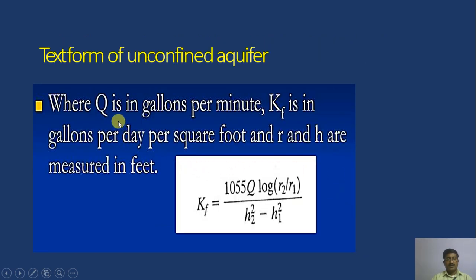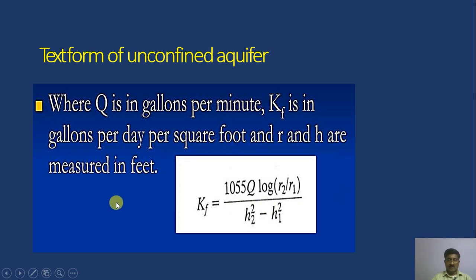Now here again, as we have seen earlier in the case of the confined aquifer, to calculate this Kf, this equation can be obtained. Here Q is in gallons per minute, Kf is in gallons per day per square foot, and R and H are measured in feet. So that equation is 1055 Q multiplied by log R2 divided by R1, divided by H2 square minus H1 square.